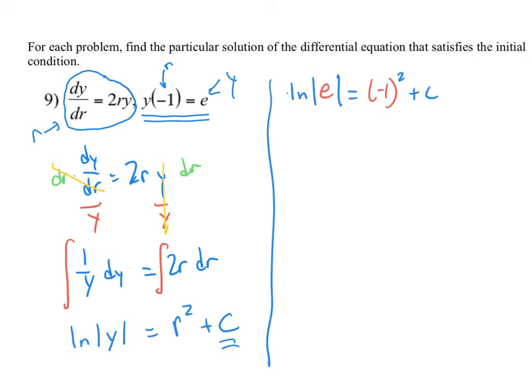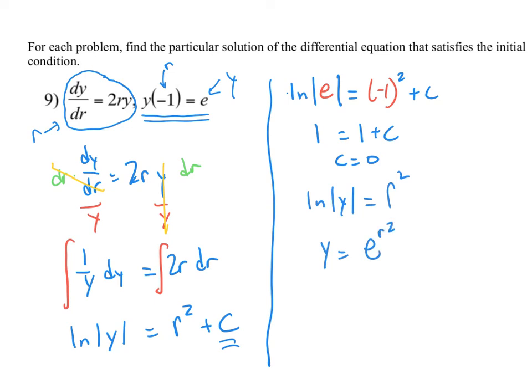The natural log of the absolute value of e, that's just log e, that's 1. Negative 1 squared is 1. So this just tells us that C is 0. Okay, so that means we can rewrite our equation as natural log absolute value of y equals r squared. And remember, we solve these by doing exponentials. We already have the natural log. We're going to use exponentials to solve this, so it's going to be e that we use. So on this side, we're going to end up with y, and on this side, we're going to end up with e to the r squared.